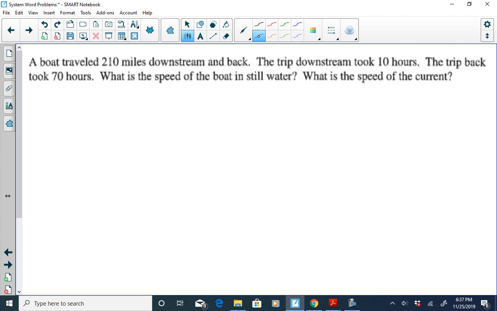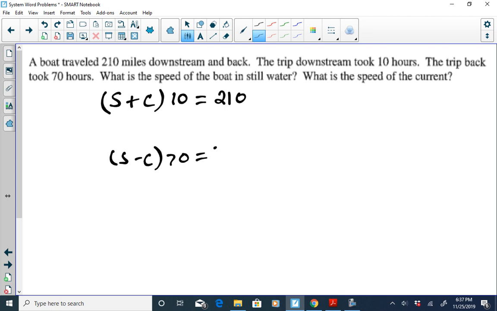We're going to start with that same equation, that the speed plus the current. So it should be S plus C, because we're talking about the current of the river. So if we're going with the current, it only took 10 hours to go that 210 miles. But against the current, the speed against the current took 70 hours to go the same 210 miles.